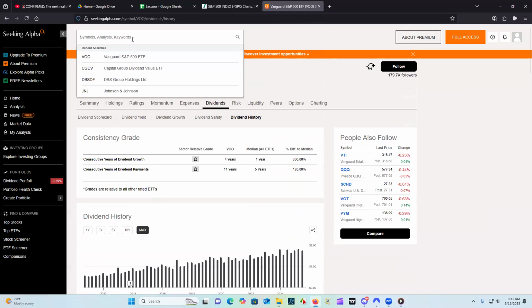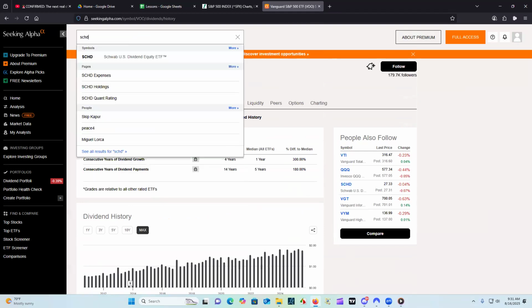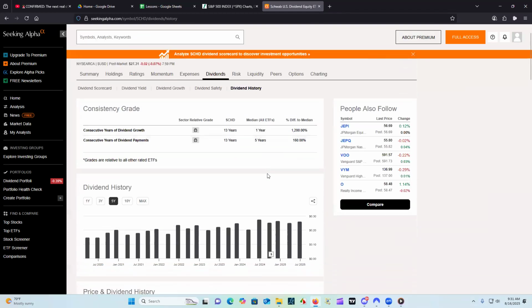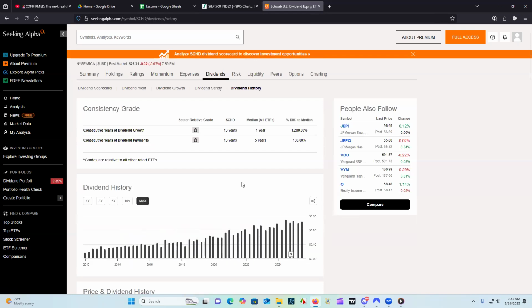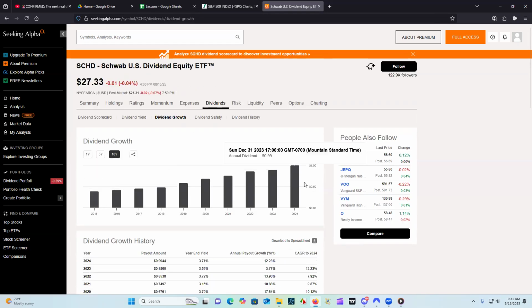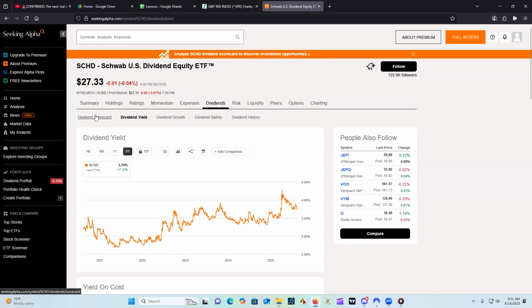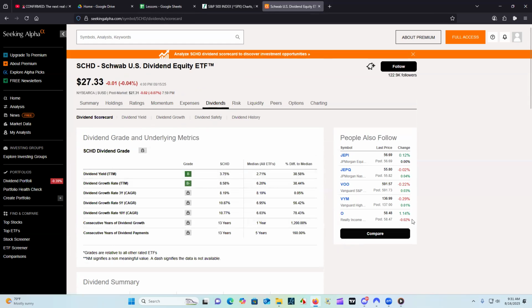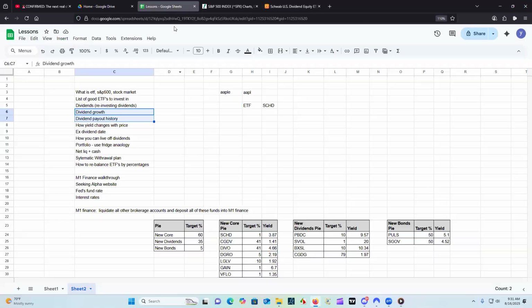And you can type in another symbol like SCHD, which is the one that I like a lot. And let's look at the max dividend history. Look, they've been paying dividends over time for many years, and it's just been going up. So it's been increasing. Then dividend growth. Let's look at the 10-year growth, and it's been going up. So that's what you need to see in these dividend ETFs that I want you to invest in.